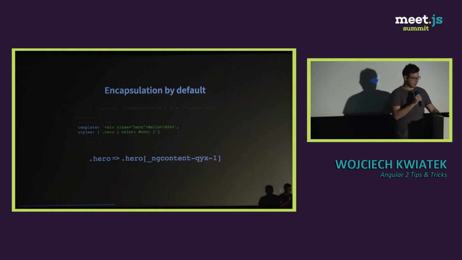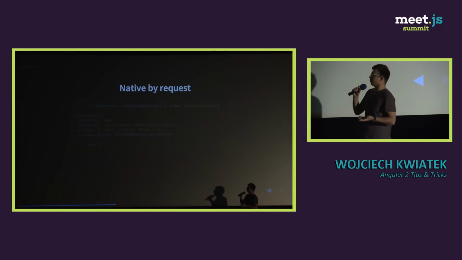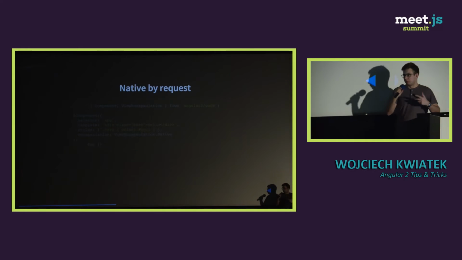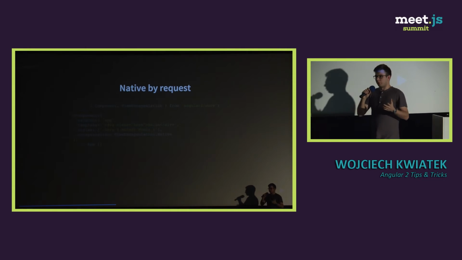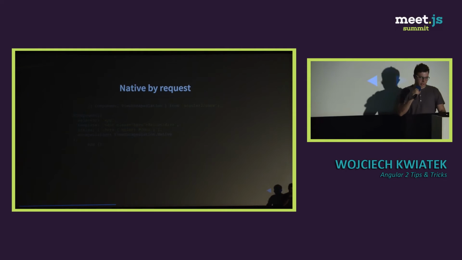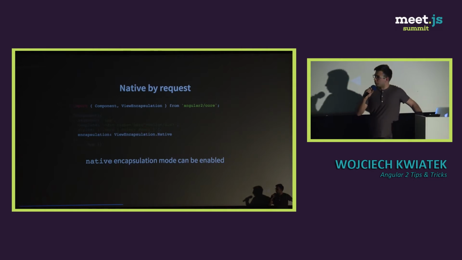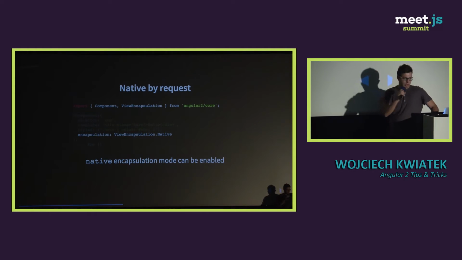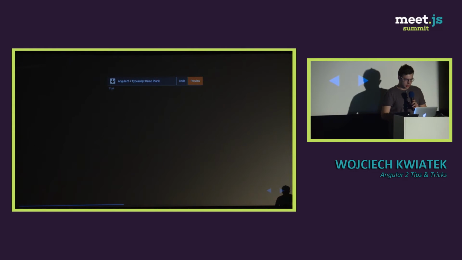We have encapsulation by default. We have something like Shadow DOM. But a cool feature is that we can use a native Shadow DOM if you want to. There's one problem with that, because if the browser doesn't support Shadow DOM, it shows an error. So you have to be aware of that, but you can use it in the newest versions of some browsers. To do that, we can change the encapsulation to ViewEncapsulation.Native, imported from Angular core.